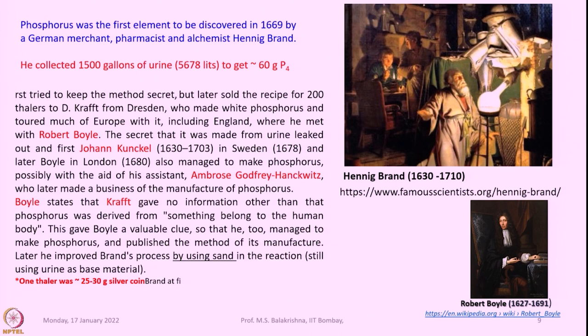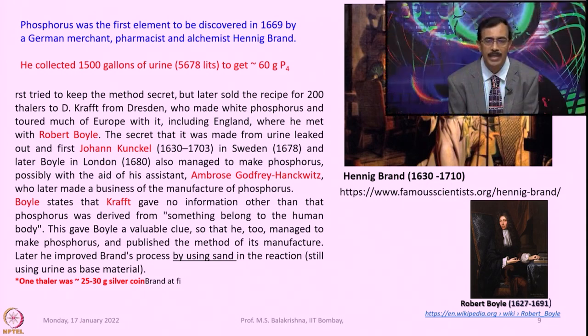Perhaps no other element was discovered in as disgusting a manner as phosphorus was, by the German merchant, pharmacist and alchemist Hennig Brand. He didn't have any intention of identifying or discovering new elements. His sole intention was to make an elixir and convert all base metals into gold, and also to live longer through the elixir.